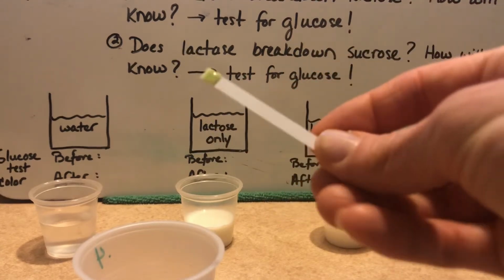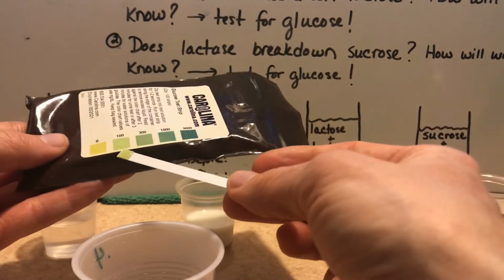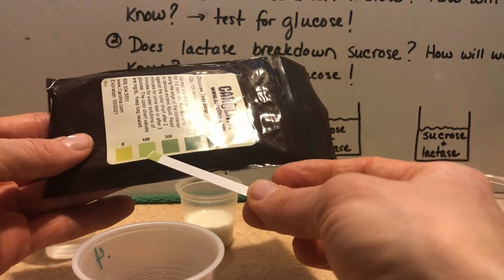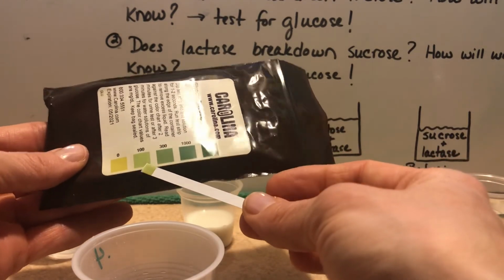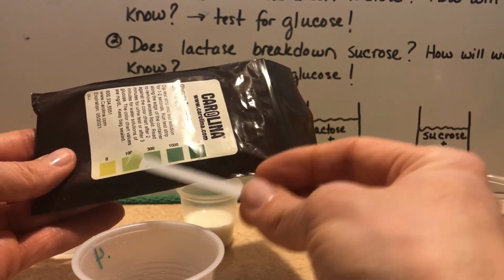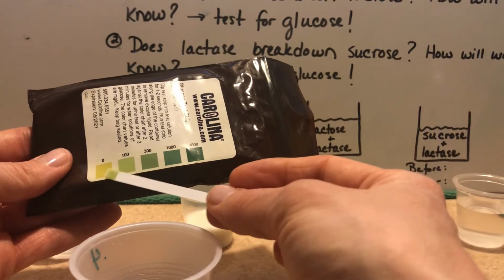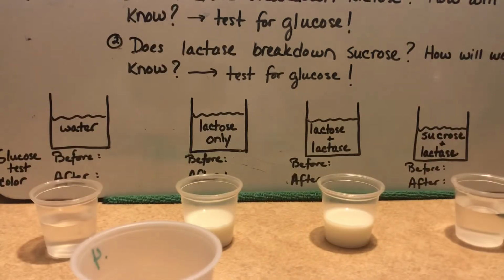Hopefully you can see now, this has changed to a light green color, right? We went from 0 to about 100. So that's how these test strips work. They're testing for the presence of glucose. If glucose is present, it's going to change color from this yellow to one of these shades of green.